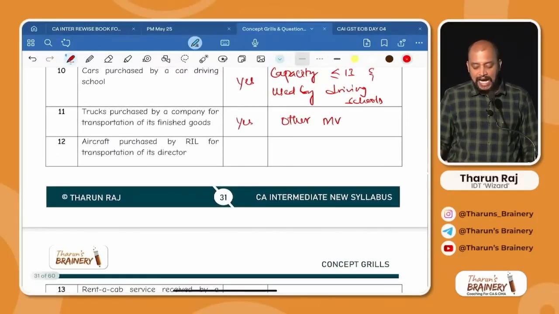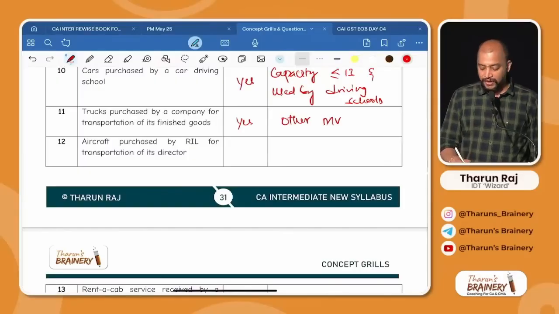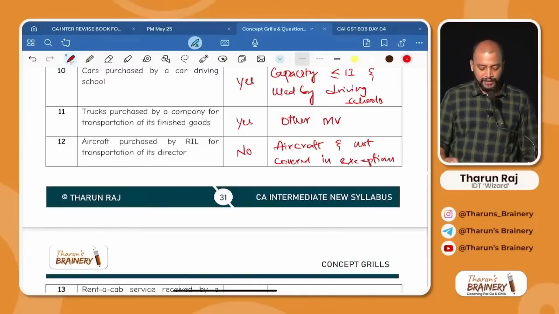Aircraft purchased by RIL for transportation of its directors. Is ITC available? No, because aircraft is blocked credit and is not covered in the exceptions. That's why ITC is not available.